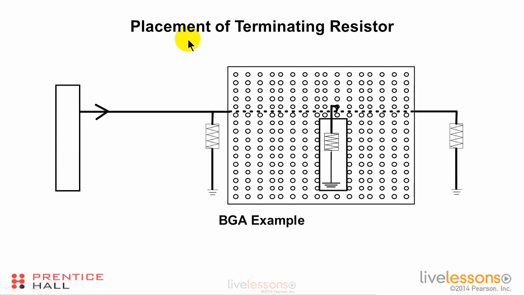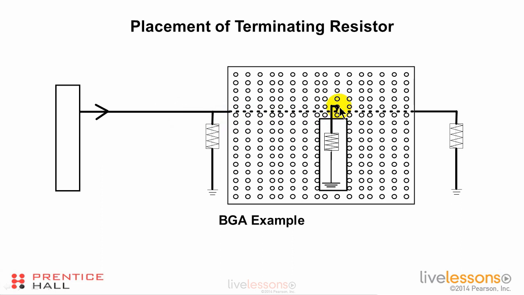And the first potential problem we're going to look at is the placement of the terminating resistor. Here's a driver, here's a trace driving down to a BGA, and we're going to connect to this pin under the BGA. So we need to place a terminating resistor for this controlled impedance trace.